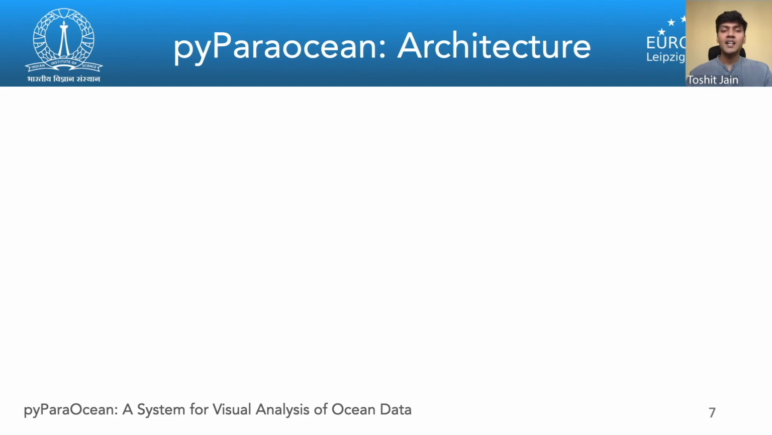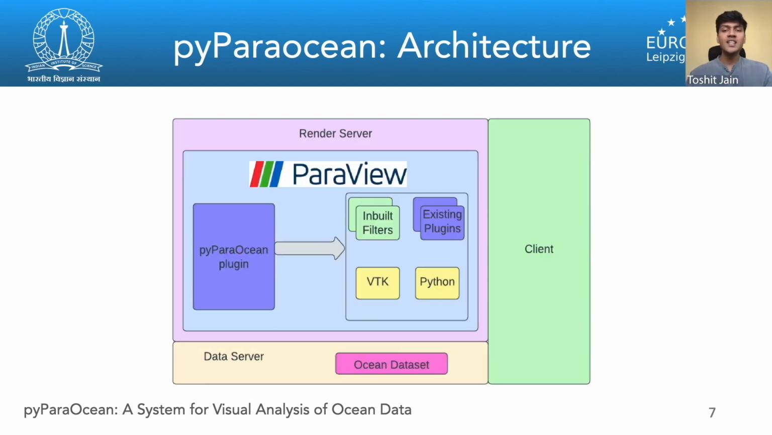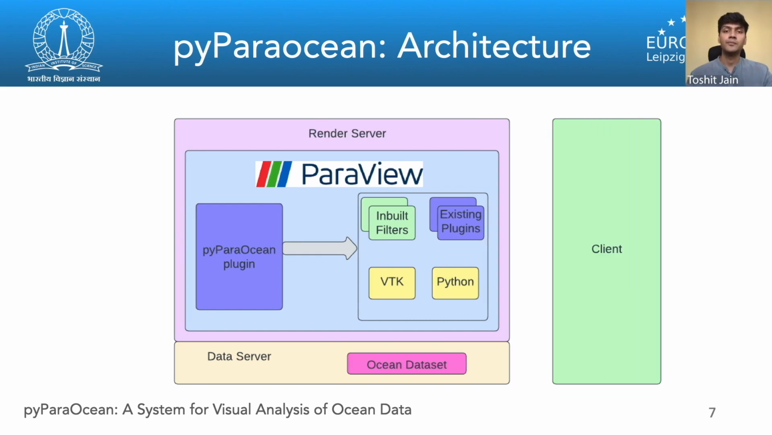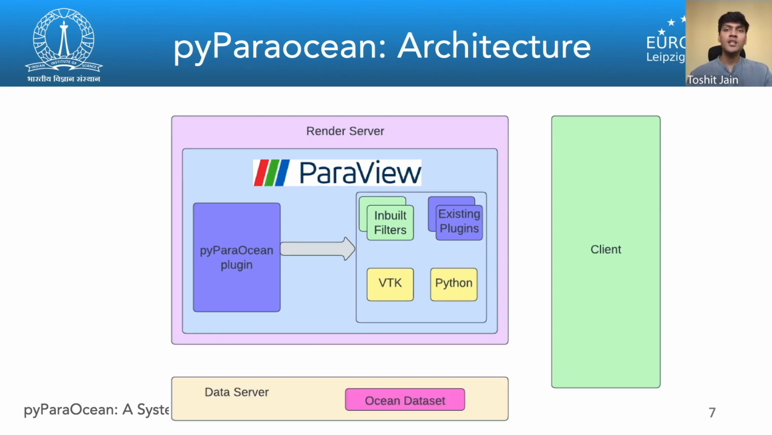Let's take a look at the design and architecture of pyParaOcean. It's a 3-tier architecture with a client, a render server, and a data server. The data server is responsible for all the data-related tasks such as reading, writing, and filtering. The render server is responsible for all the rendering tasks, while the client manages the creation, execution, and destruction of objects on the server. The benefit of such an architecture is that when you have large datasets, you can run the server on a different headless machine, such as a cluster or a supercomputer. If you have more specific needs, then the data server and the render server can also be run on different machines.